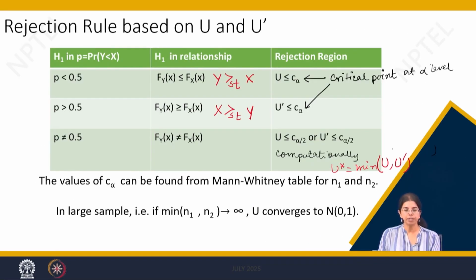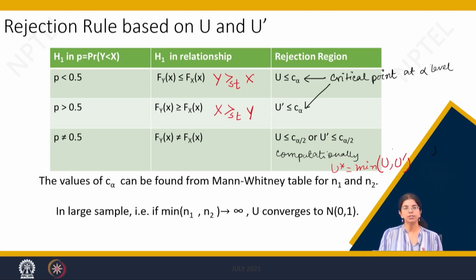So the rejection rule based on U and U prime, if you want to test Y is stochastically larger than X, which in turn implies F_Y less than F_X. Once again, a quick reminder that when I am saying Y is stochastically larger than X, the distribution function maintains the reverse inequality, right? And we can see the value of U will be smaller. So that will be a left tail test, U less than or equal to C alpha.